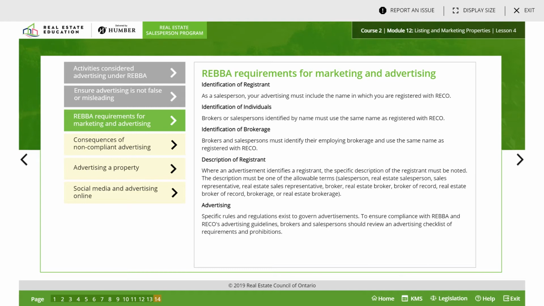Identification of individuals. Brokers or salespersons identified by name must use the same name as registered with RICO. Identification of brokerage. Brokers and salespersons must identify their employing brokerage and use the same name as registered with RICO.